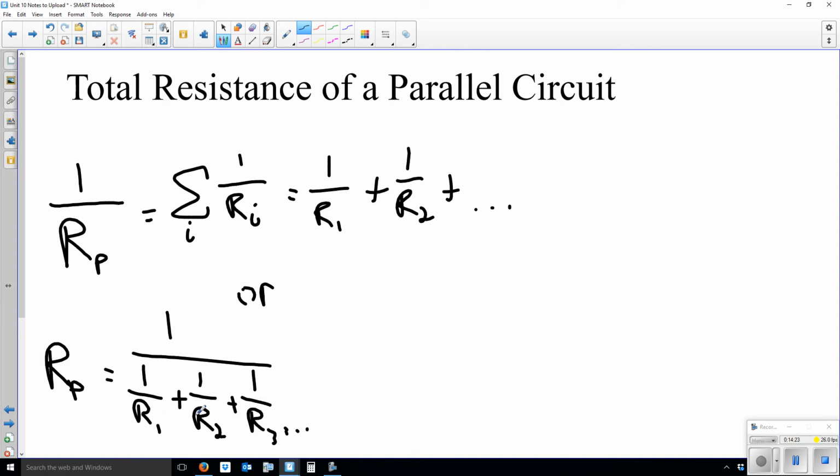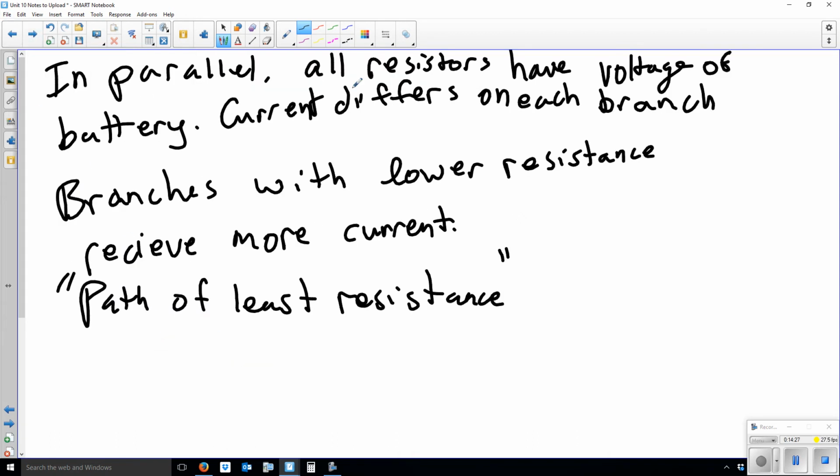So in parallel, all resistors have the voltage of the battery. Current differs on each branch. Branches with less resistance receive more current. We're talking about the path of least resistance. Just like you, electrons or charges are more likely to go the easier route, whichever one has the least amount of resistance on it. So those will get proportionally more current the less resistance they have.